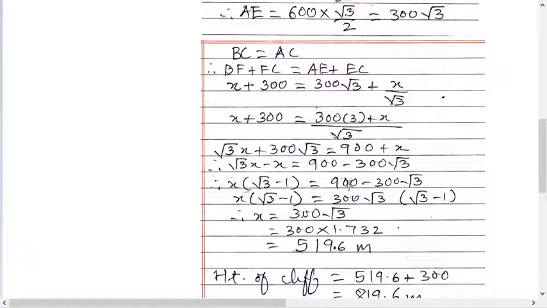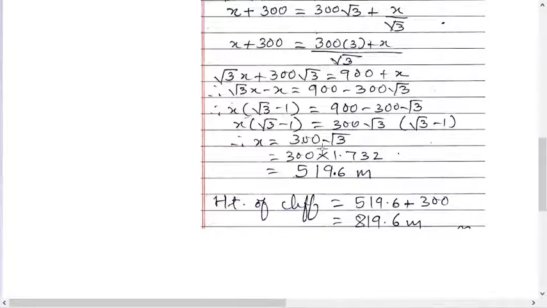300 into root 3 into root 3, that is 900. So 300 root 3 I have taken common, and what remains inside the bracket? This root 3 from this 900 minus 1, right? So root 3 gets cancelled. So x equals to what? 300 root 3 equals to 300 into 1.732, that is x equals to 519.6. Multiply this. So x, you got it.